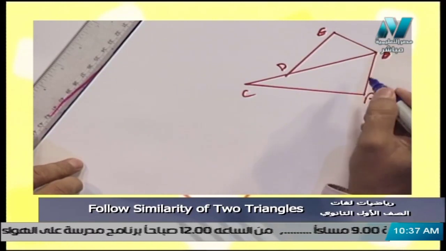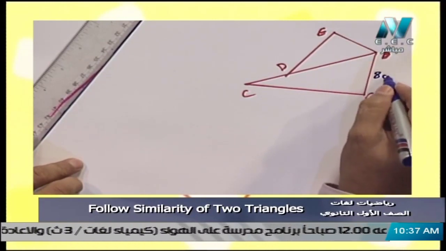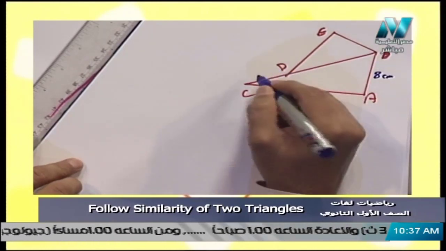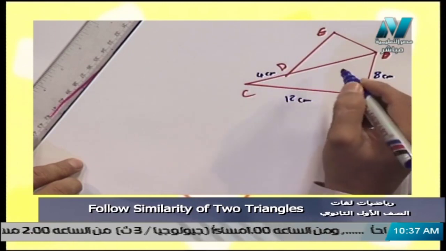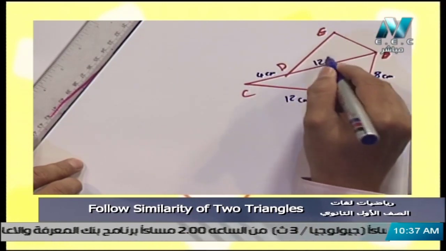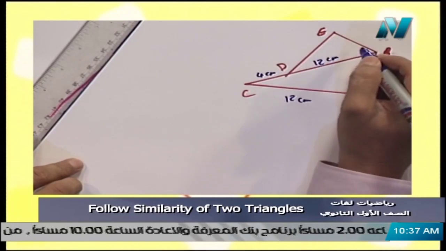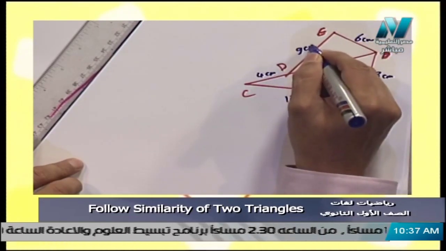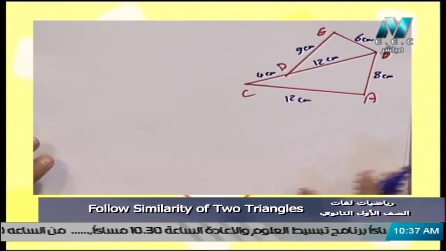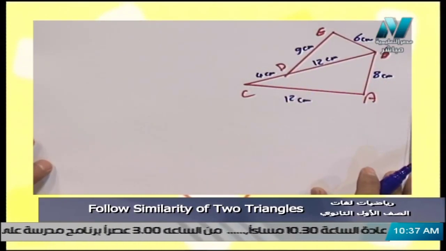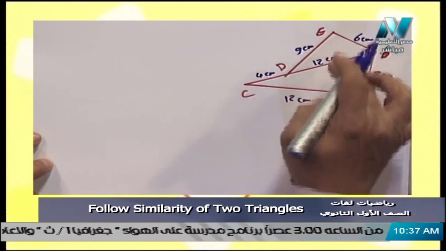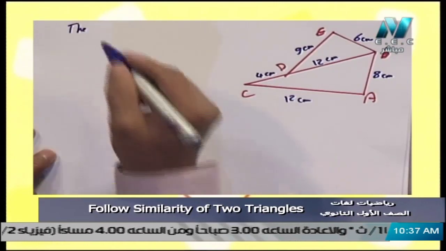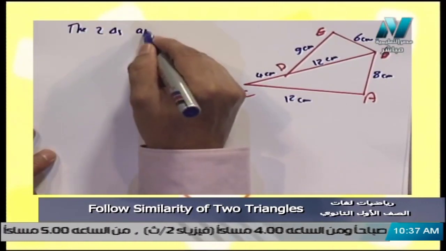We have BA equals 8 centimeters, AC equals 12 centimeters, CD equals 4 centimeters, DB equals 12 centimeters, EB equals 6 centimeters, and finally ED equals 9 centimeters. The request is to prove that the two triangles here are similar. The first request is that the two triangles are similar.